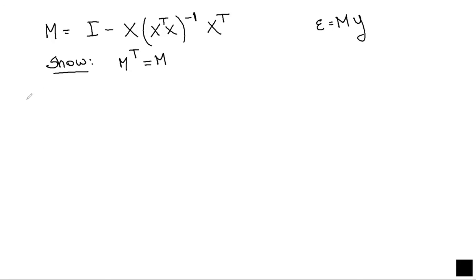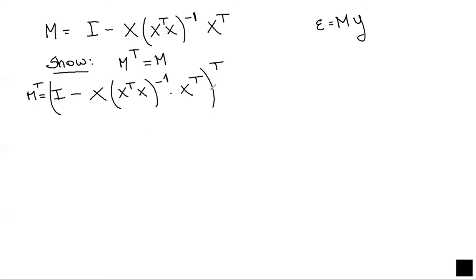So let's start by writing down what M is, which is given up here. It's just the identity matrix minus X times (X transpose X) to the minus 1 times X transpose. Since we want to show that M equals M transpose, let's take the transpose of M, which is going to be equal to the transposition of all of this.